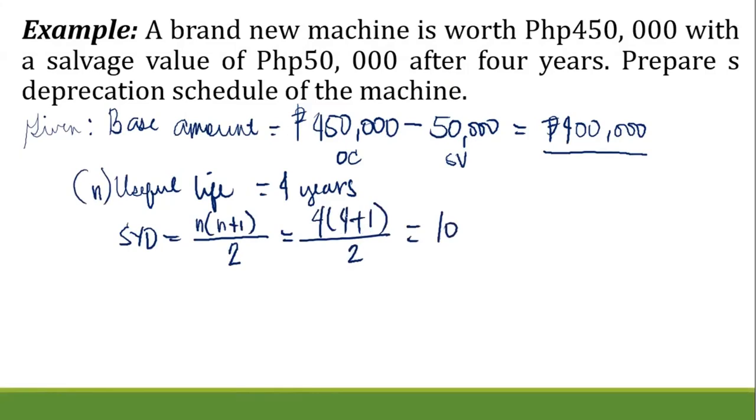Diba? So, 4 times 5 is 20. Yeah. 4 plus 1 is 5 times 4. 20 divided by 2 is 10.